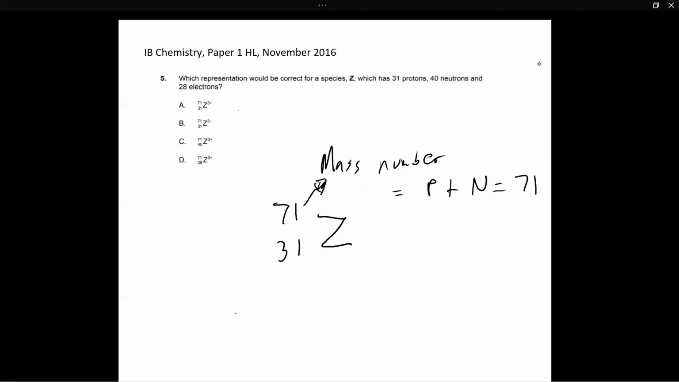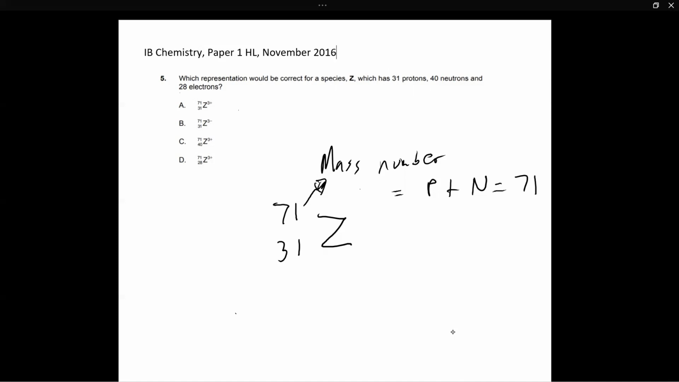And you can see this in your periodic table as well. But in your periodic table, I think it's going to be reversed. Your periodic table will look something like this. It'll usually be like 31 and 71. So it's swapped. But in this case, this is how we write it. Anyways, that went a bit off track.